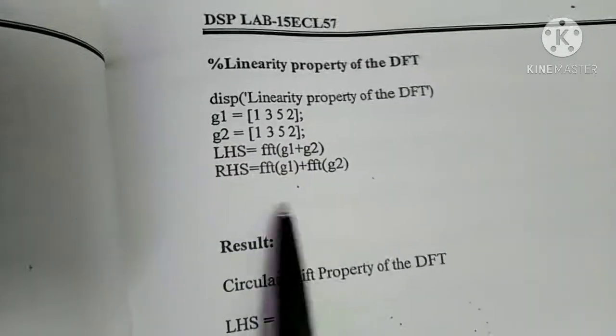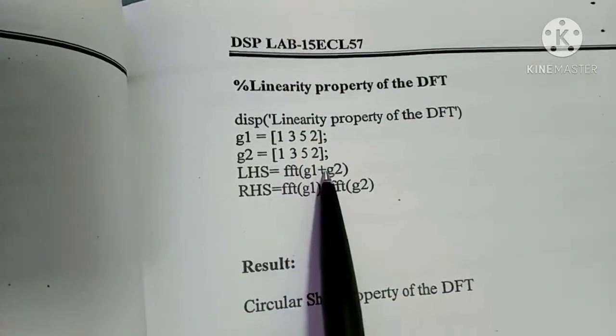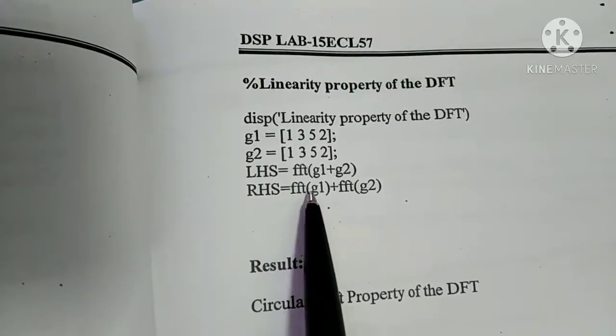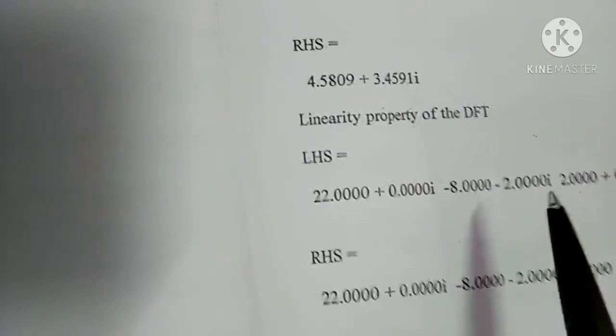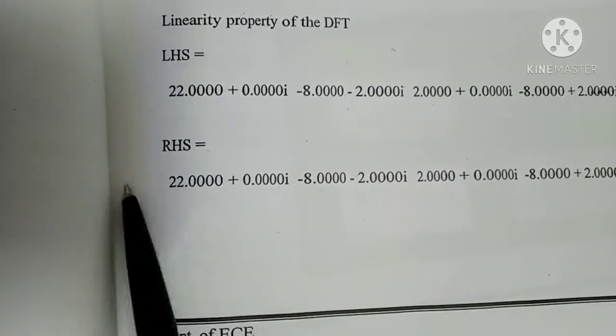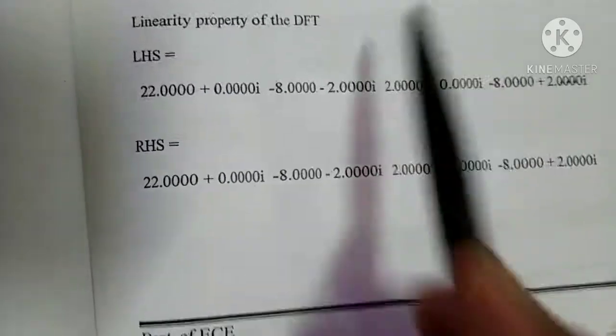Next theorem is the linear property. We are taking two sequences, g of n and h of n, and taking the FFT of g1 plus g2. That is the LHS. Then the RHS is equal to FFT of g1 plus FFT of g2. So we may see that the FFT of both the values remains the same. The FFT of the summation and the FFT of the individual values combined give back the same thing.